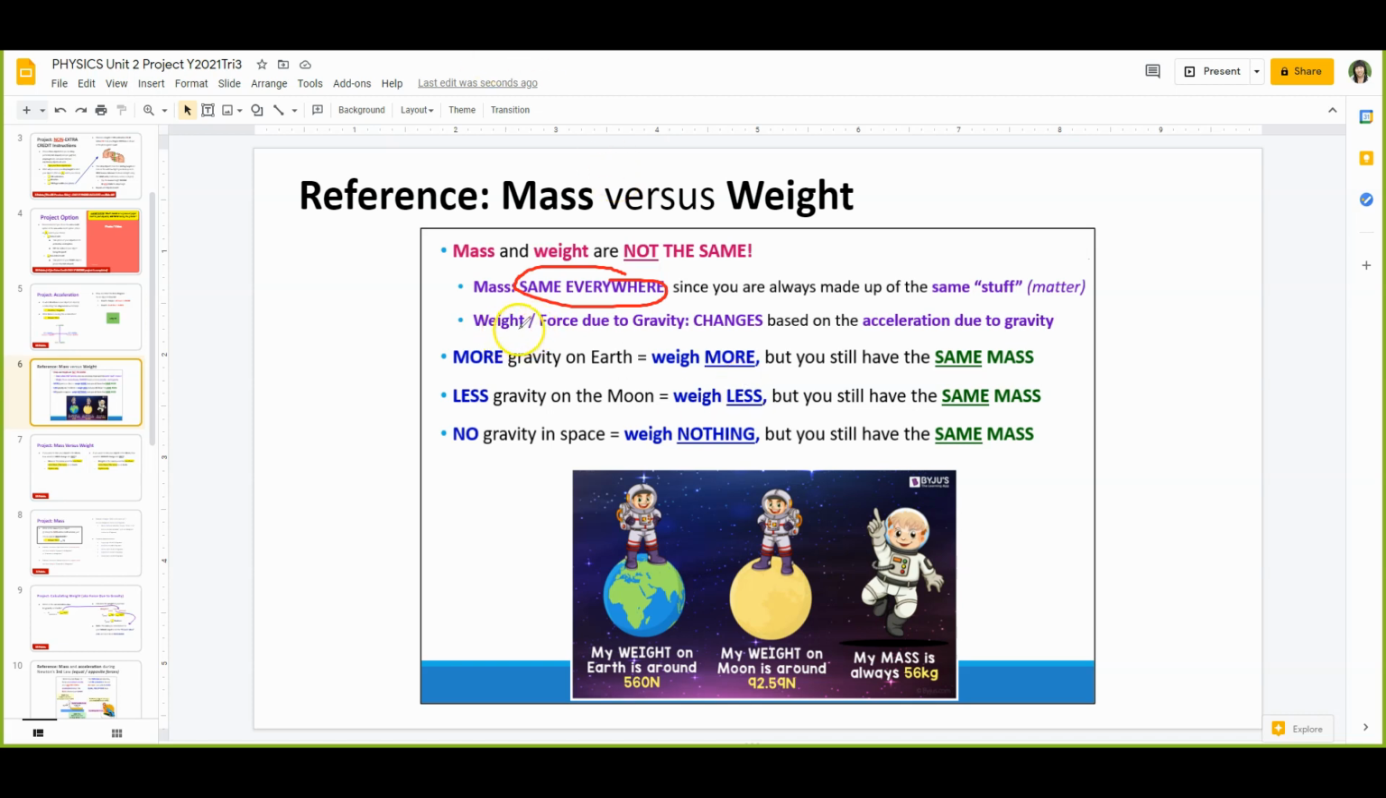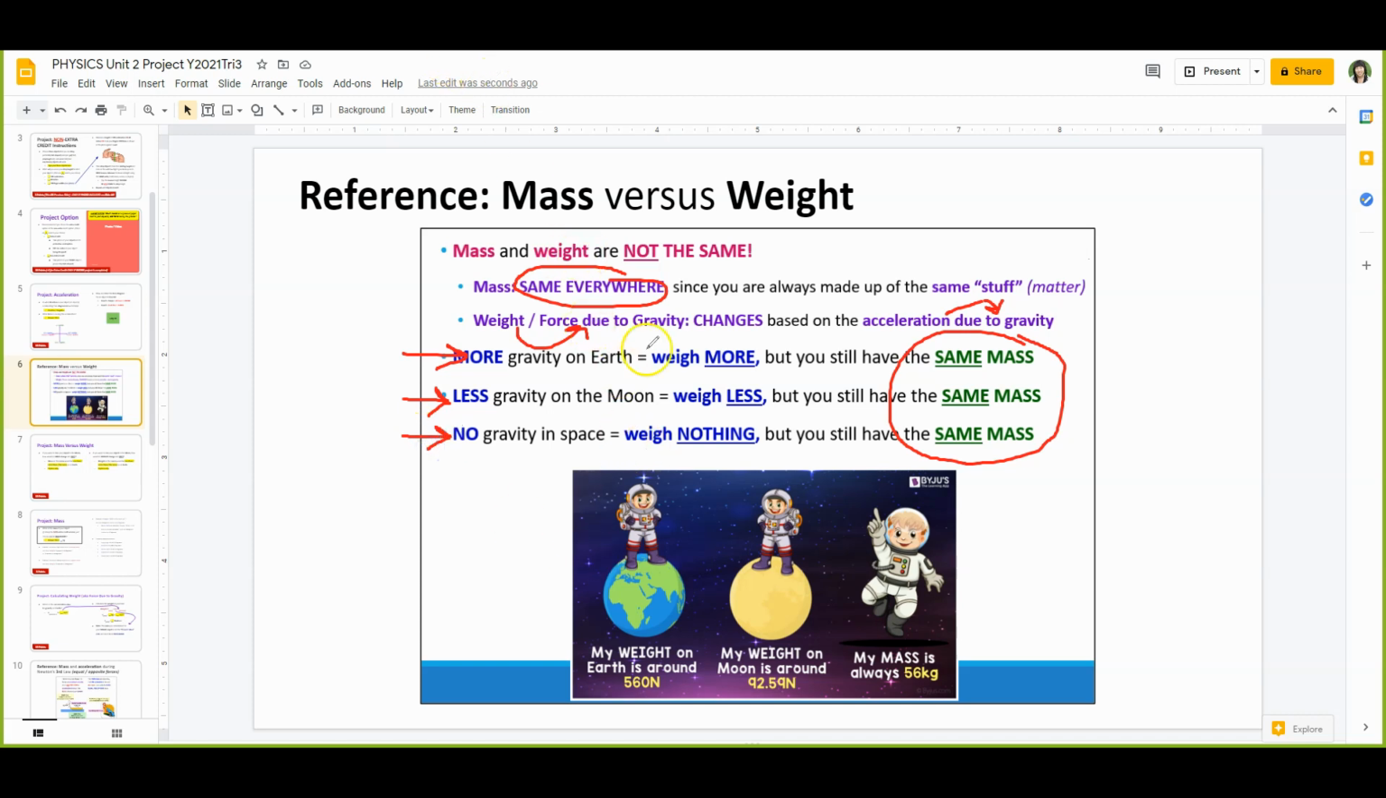Your weight, though, is also known as the force due to gravity, and this can change based on gravity, specifically the acceleration due to gravity. So, for example, on Earth, there's more gravity and more acceleration due to gravity, so you actually weigh more, even though you still have the same mass. No matter where you are in the universe, you have the same mass. On the moon, you have less gravity, so you weigh less, and in outer space, there's no gravity, so you actually weigh nothing.